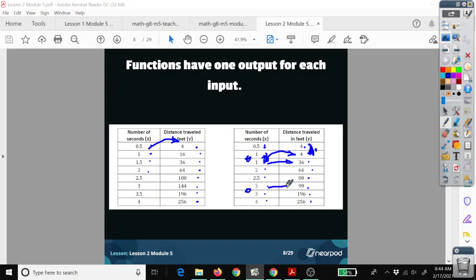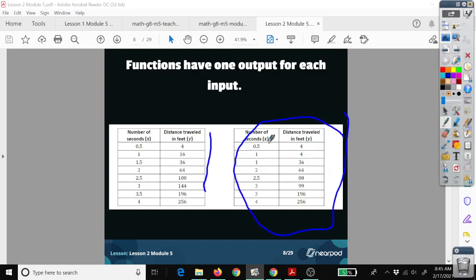And it repeats itself. If I put in a 3, I get a 99, and then I put the 3 back in again, I get 196. So when my x repeats and my y's end up being different, then I have not a function. Okay. So this one on the right is not a function. This one on the left, as far as we can tell, is a function. If we could figure out the rule, then definitely it will be a function.